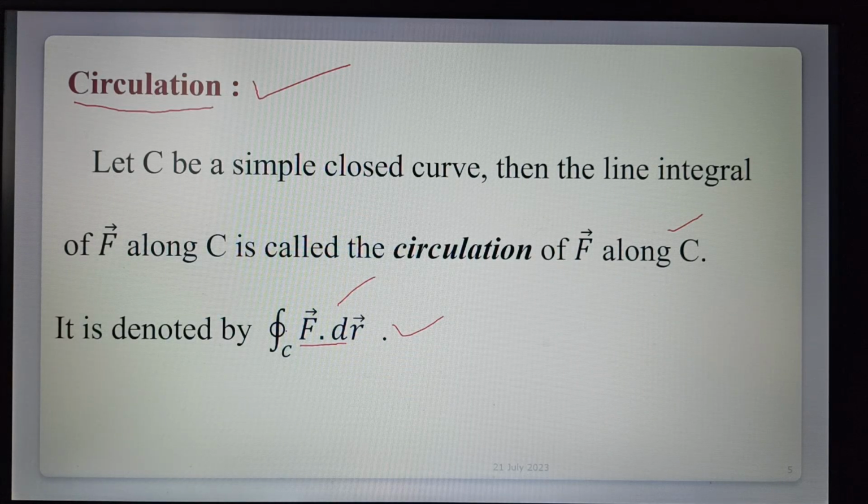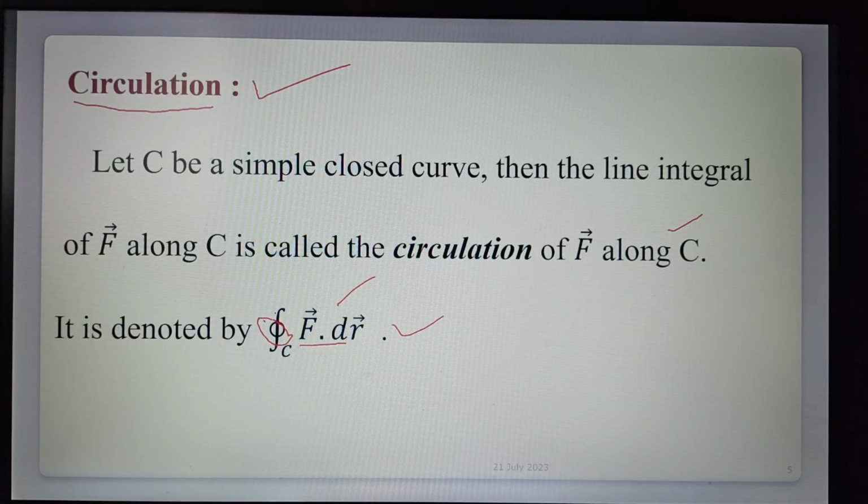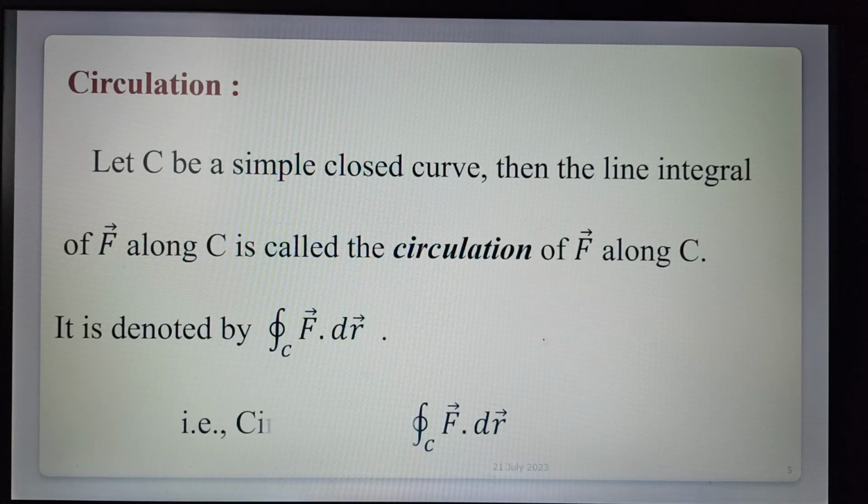The symbol is used when the given C is a closed curve, and that is its meaning. So line integral, work done and circulation are all the same. This is the line integral, the first part.